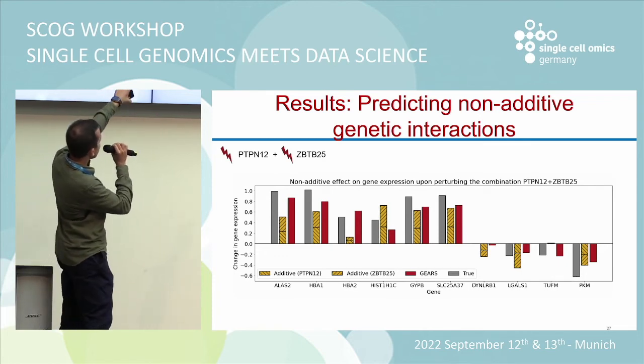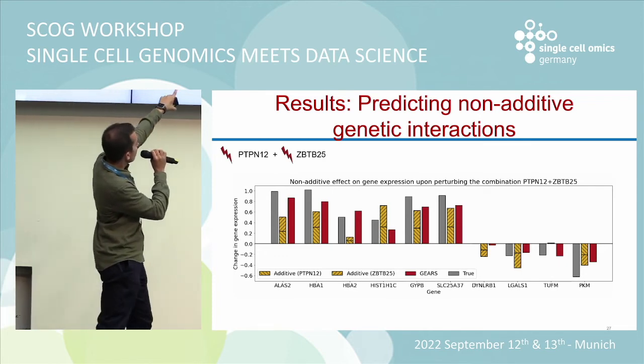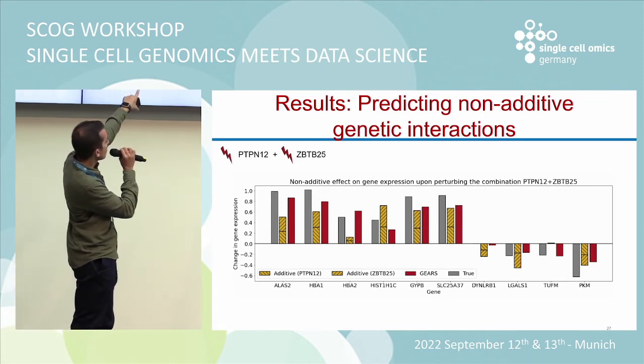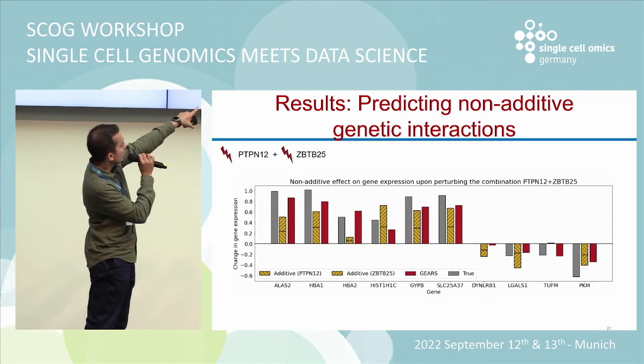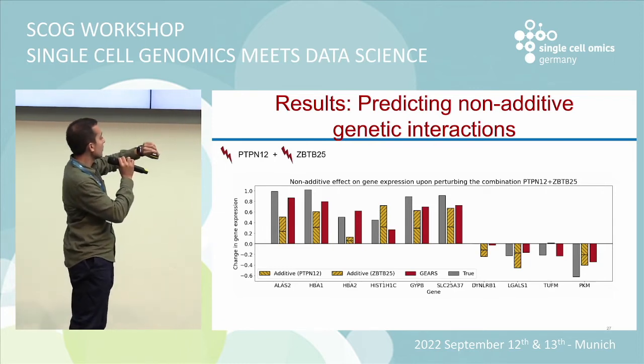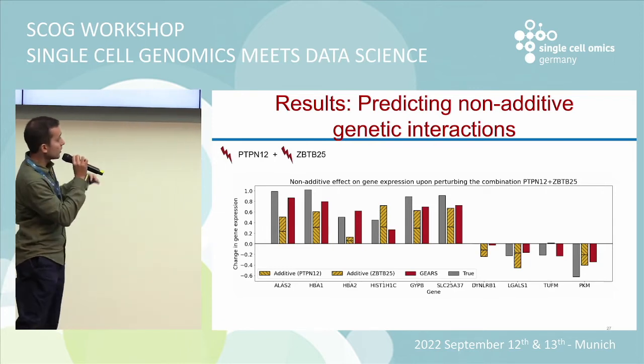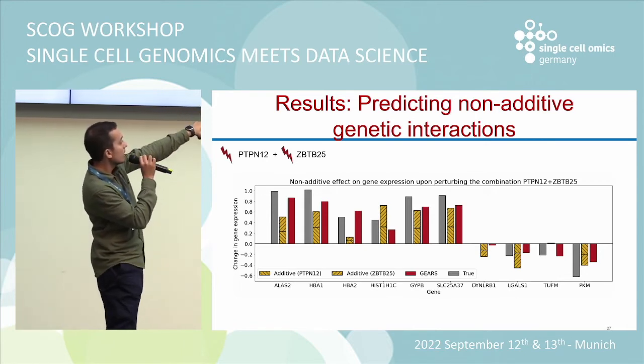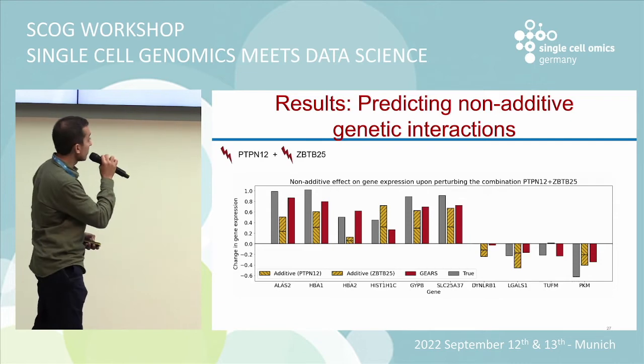In the first three cases, you see synergy. In the fourth case with HISTH1C, you see a suppressive effect that's also being picked up. If you go right to the end, the second from the right is TUFM, and that's a neomorphic effect where essentially the single genes were not showing any effect, but the combination does, and even in that case, GERS is able to pick that up.